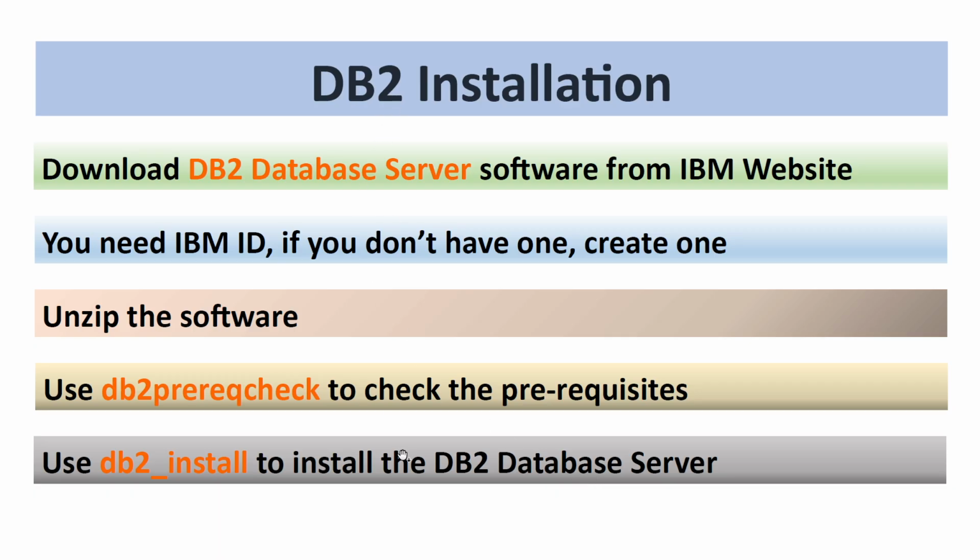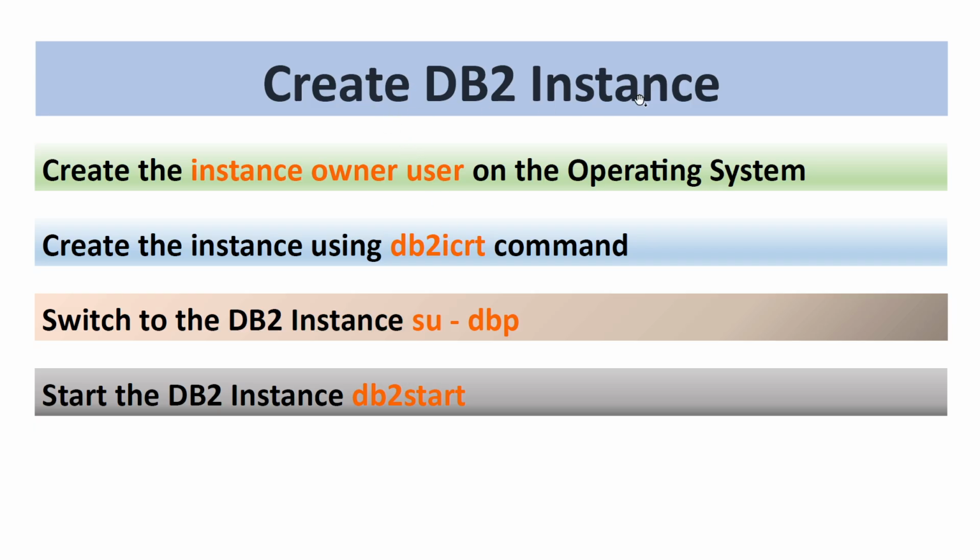Once the installation is completed, you are ready to create the DB2 instance. To create the instance, you need an instance owner user account on the operating system. So you need a user ID on the operating system where you are going to create the instance. To create the instance, we'll use the db2icreate command, and that command will be found in the DB2 installation directory.